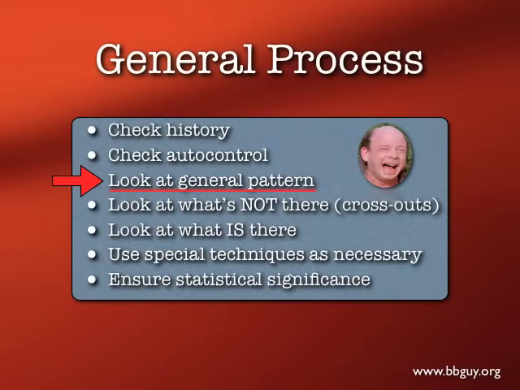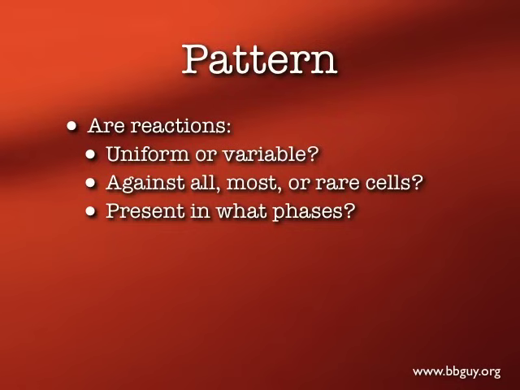So after you've looked at the autocontrol and hopefully ensured that it is negative, let's move on and look at the general pattern. What are we going to learn from looking at the general pattern? There's really a lot that you can learn. It can really help guide the way that you're going to look at the panel completely. First thing you want to see is, are those reactions uniform or variable? Second, are they against all, most, or just rare cells? And finally, what phases are those reactions present in, if there are phases available in the testing that you're seeing? Let's take those one by one.